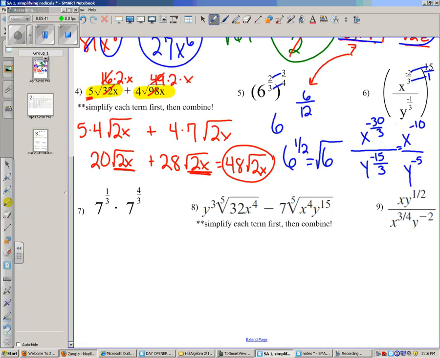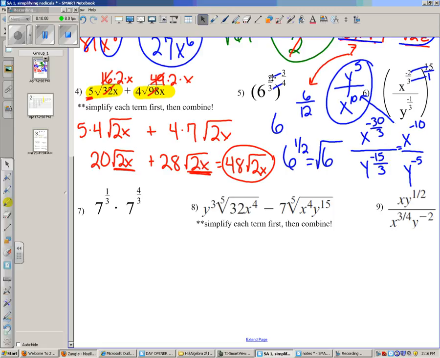And then what I want to remember is that they don't like negative exponents. So negative exponents say to switch things. So just kind of moving up here, y to the negative 5th will go on top, and the negative will go away, and x to the negative 10th will go on the bottom with the negative going away. So that's the final answer for number 6.